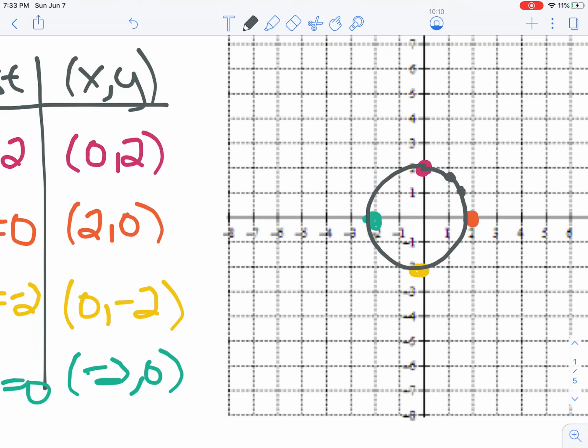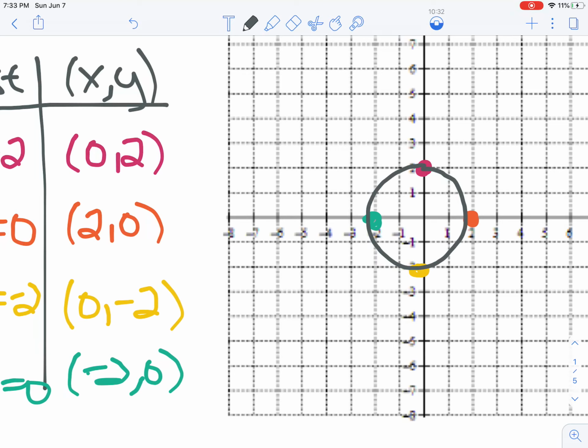Okay, so it's really tempting, given the fact that I only chose these 4 points, to maybe connect it in a square, but that's not actually accurate. So if you want, I would encourage you to plug in a radian value between 0 and pi over 2 and give yourself an idea of where this arc is falling.